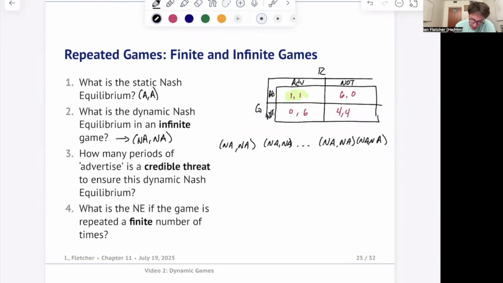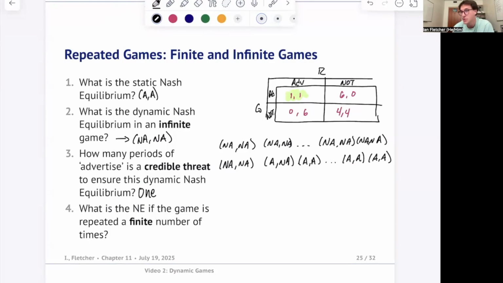However, how many periods of advertising does it take to ensure there is a credible threat to ensure this dynamic equilibrium? We only need one period of advertising to do this. Coming back to the prisoner's dilemma, suppose one person deviates; then in the immediate next round, it's going to be advertise forever.